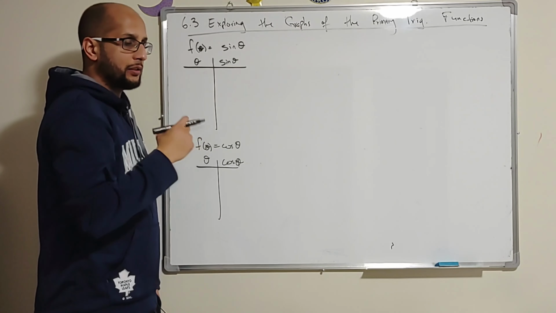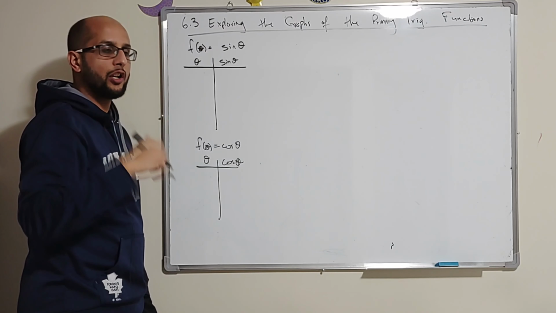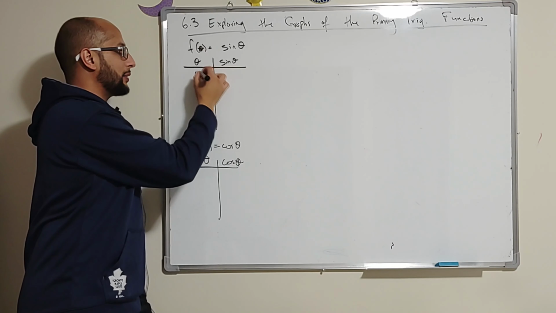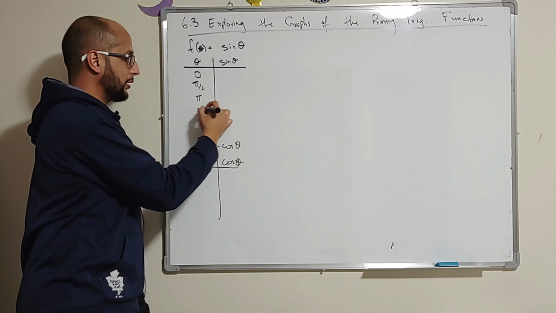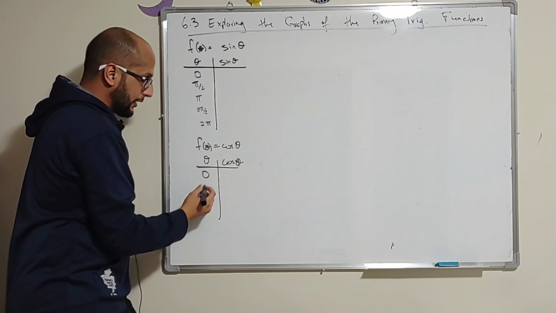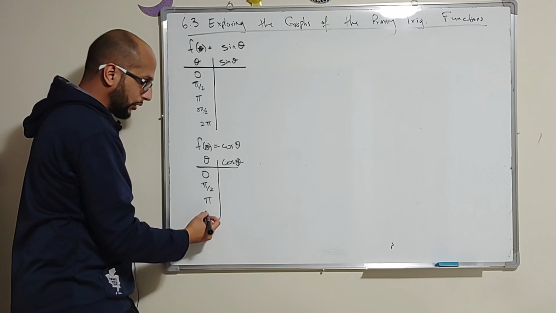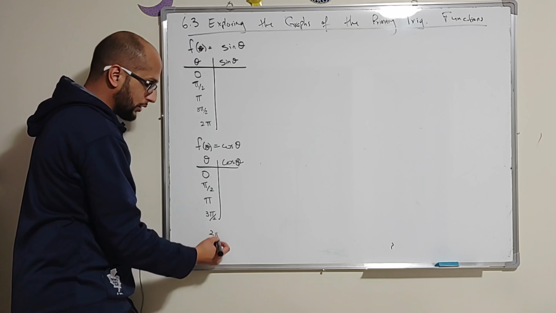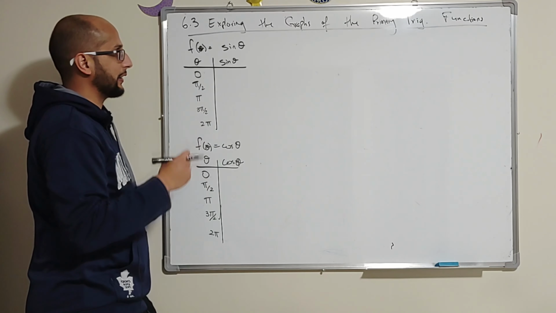For sine theta, once again, our key points were 0, 90, 180, 270, and 360 degrees. But because we are working in radians, those become 0, pi over 2, pi, 3 pi over 2, and 2 pi. And these will be the same key points for both cosine and sine theta. We will use them also for tan theta, but we'll get to that in a second.